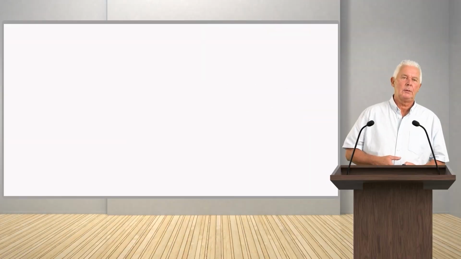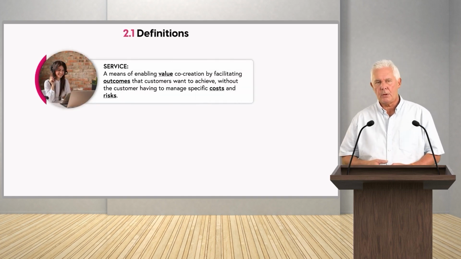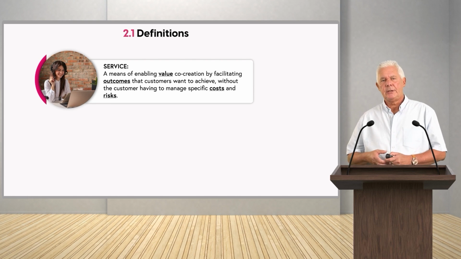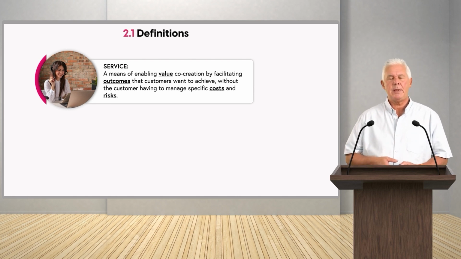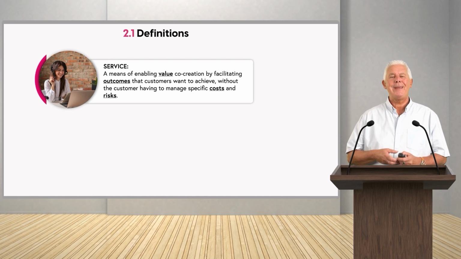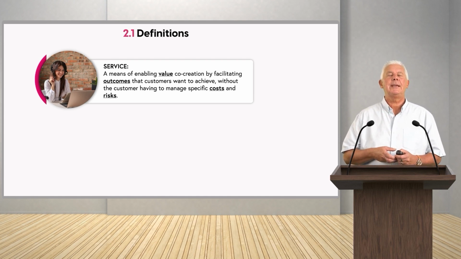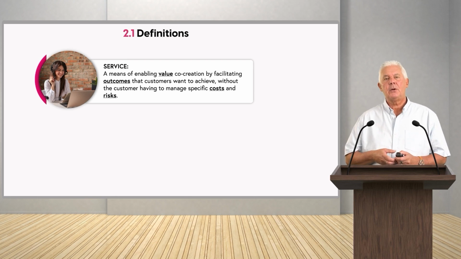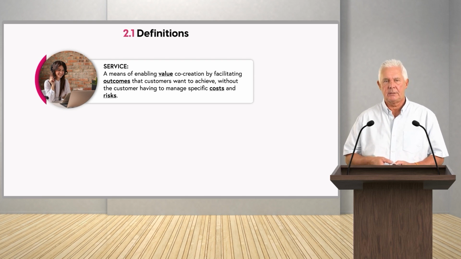Section 2.1, definitions. Services and products. One of the big questions that people often are still confused about is, what do we mean by the term service? So ITIL provides a definition. It says a service is a means of enabling value co-creation by facilitating outcomes that customers want to achieve without the customer having to manage specific costs and risks.